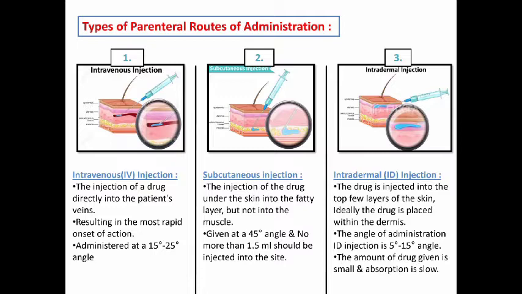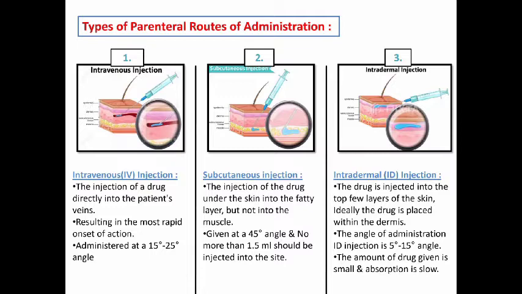Types of parenteral routes of administration. First, intravenous injection. The injection of a drug directly into the patient's vein, resulting in the most rapid onset of action, administered at a 15 degree to 25 degree angle. Second, subcutaneous injection. The injection of a drug under the skin into the fatty layer but not into the muscle, given at a 45-degree angle. No more than 1.5 ml should be injected into the site.